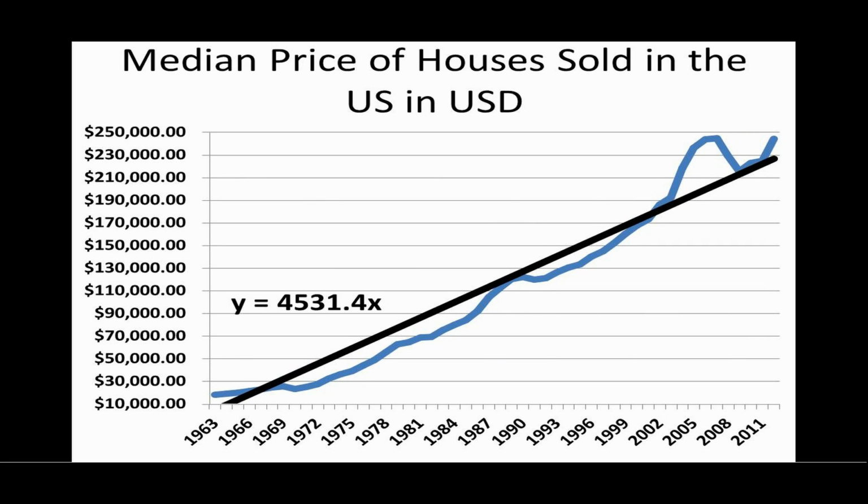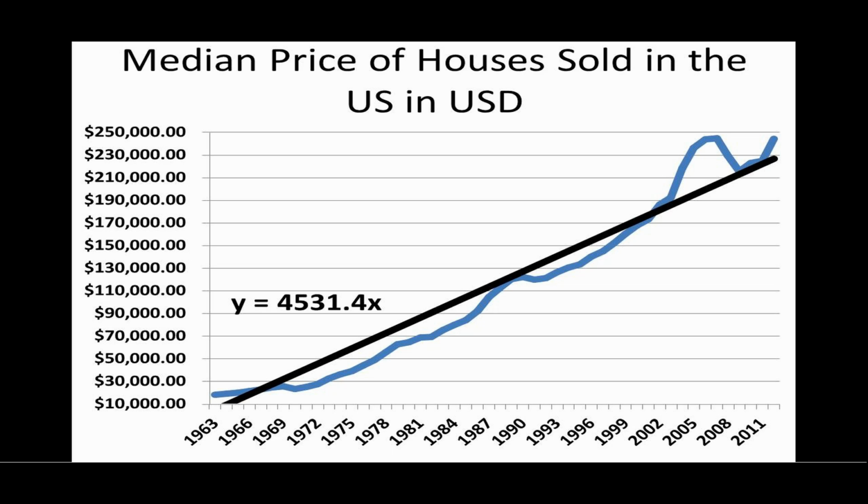Now this graph shows the median price of houses sold in the US for each year, starting in 1963. These are not average prices, but median prices, meaning that if you divided all the houses that were sold in each year into two groups according to their price, with the most expensive ones in one group and the cheapest in the other group, then the median price is the one that's right in the middle of the two groups. And that's what we see here for each year with the blue line.